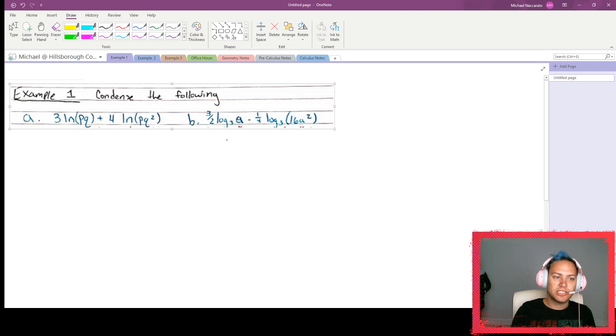So I've got two questions here. Condense the following. So starting over here, I want to condense 3 natural log of pq plus 4 natural log of pq squared. So I'm going to try to condense this. Well, the first thing I want to do is I got to apply the power rule.